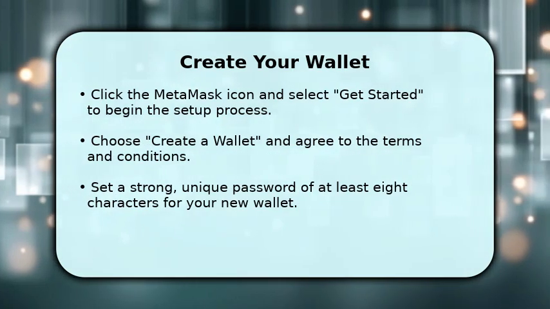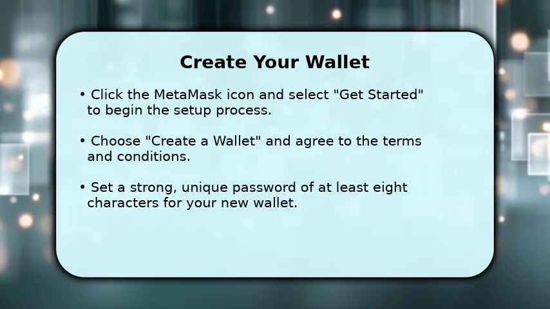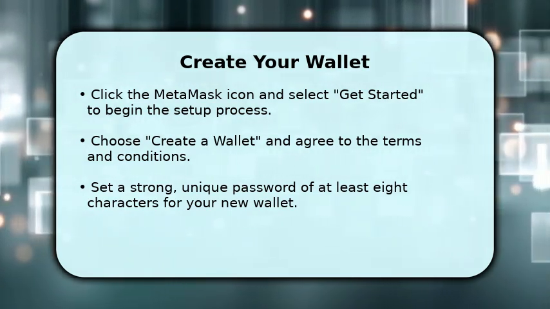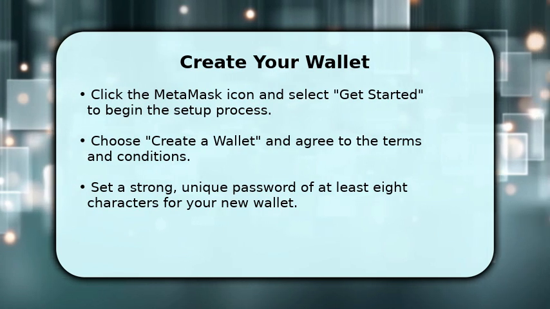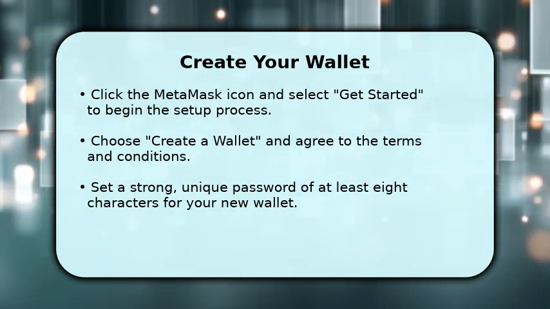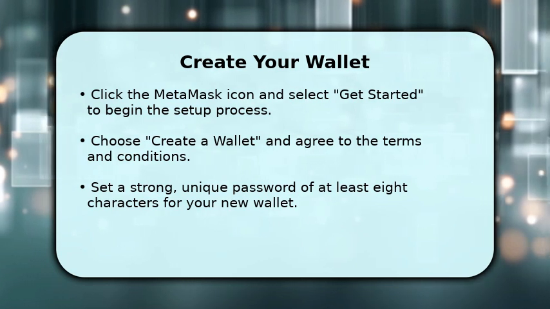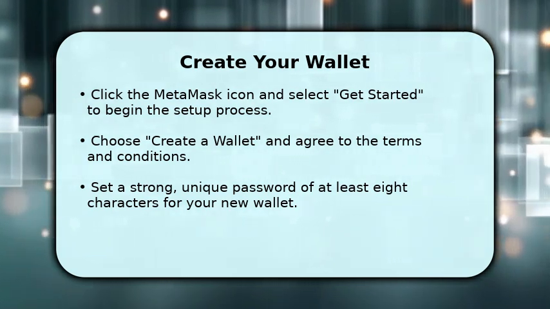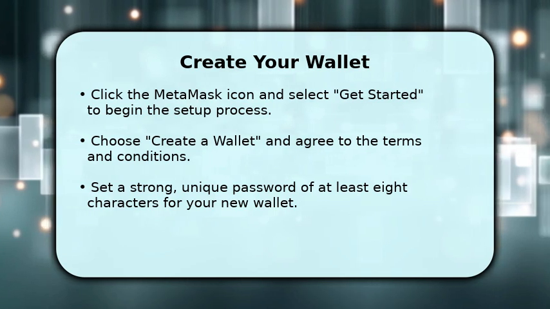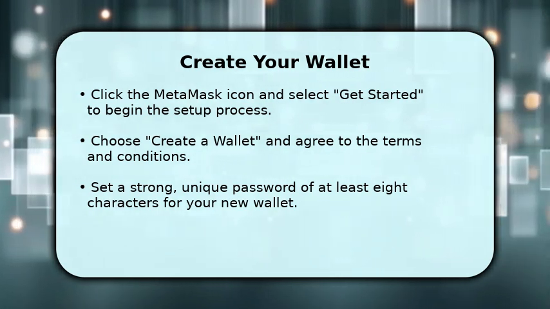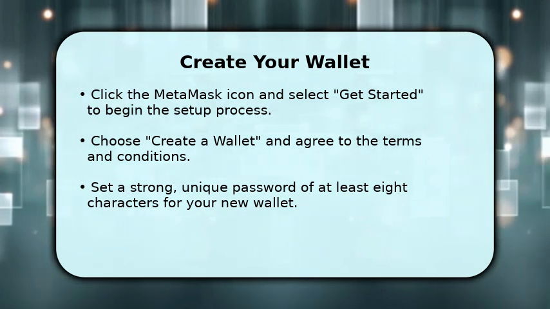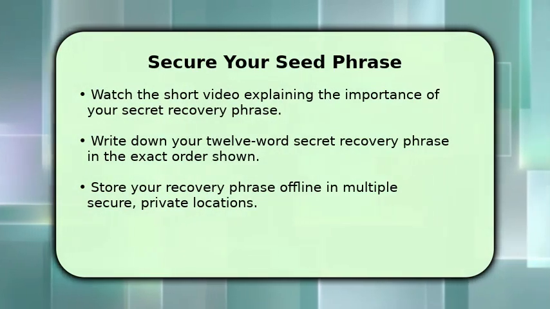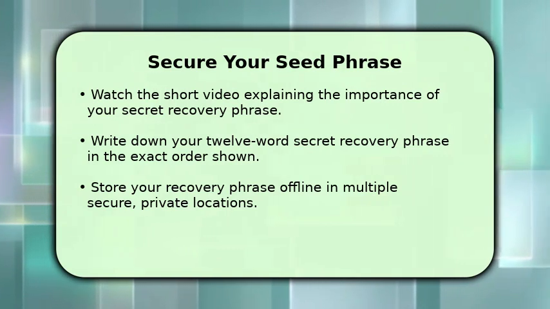Now that the extension is installed, click the MetaMask Fox icon in your browser toolbar. Select Get Started and then choose Create a Wallet. You'll need to agree to the terms of use to proceed. Next, create a strong, unique password. Make sure it's at least 8 characters long and includes a mix of uppercase and lowercase letters, numbers, and symbols for maximum security. This is the most critical step, securing your secret recovery phrase.